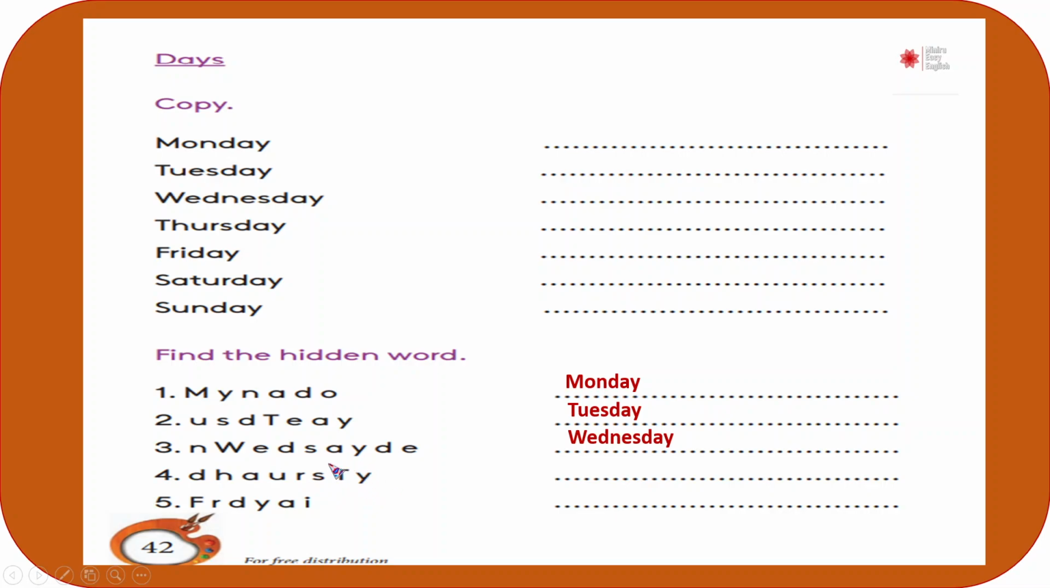DHAURSTY. Capital T is here. So there are two words beginning with T. Tuesday and Thursday. We already wrote Tuesday. Let's see whether it is Thursday. Yes, Thursday. There is a U. FRDYAI. Capital F. What is the word? Friday. Monday, Tuesday, Wednesday, Thursday, Friday.